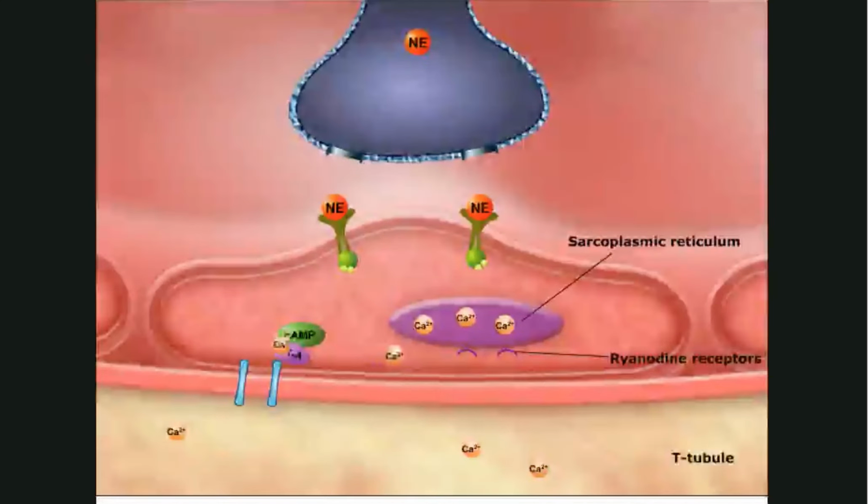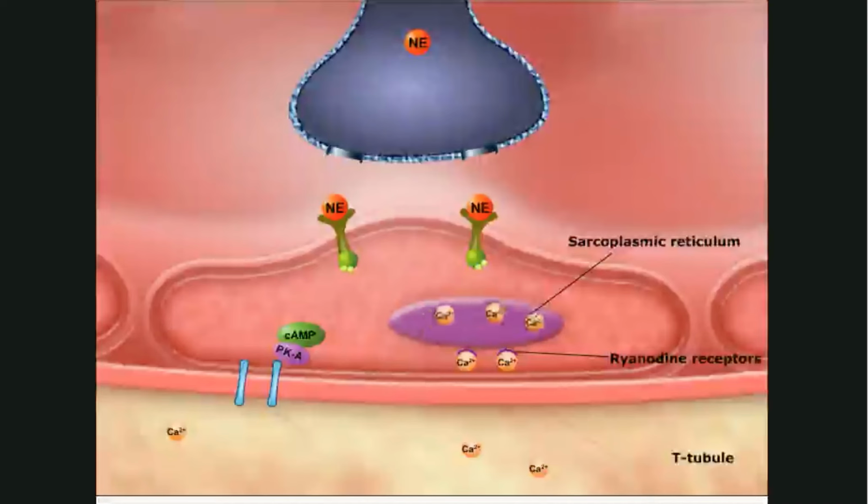The calcium that enters the cell attaches to ryanodine receptors on the sarcoplasmic reticulum, causing the release of stored calcium. Calcium ions then diffuse from the sarcoplasmic reticulum into the sarcoplasm, ready to bind troponin of myofibrils. These events contribute to increased contractility of the heart, also known as inotropy.